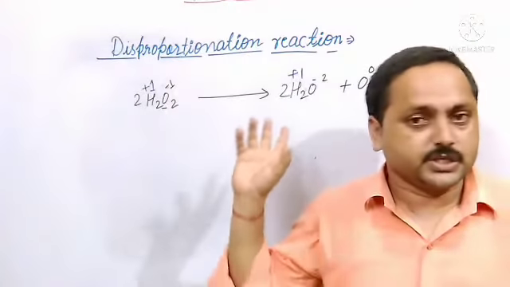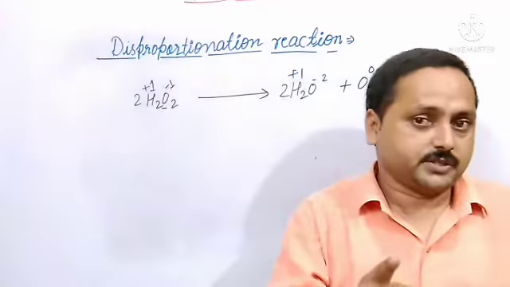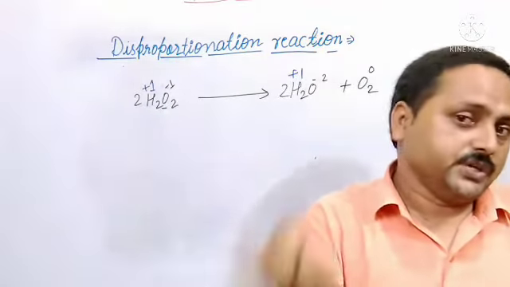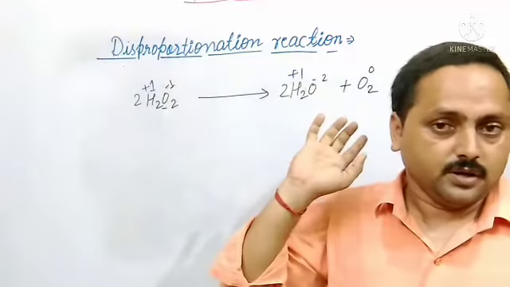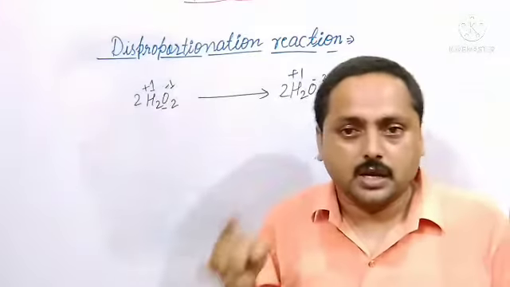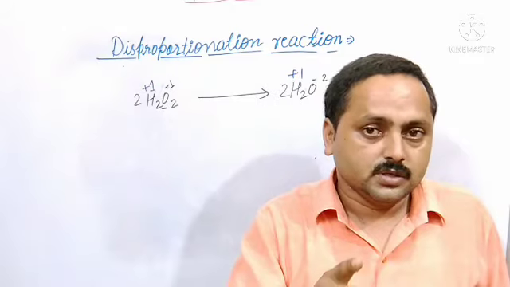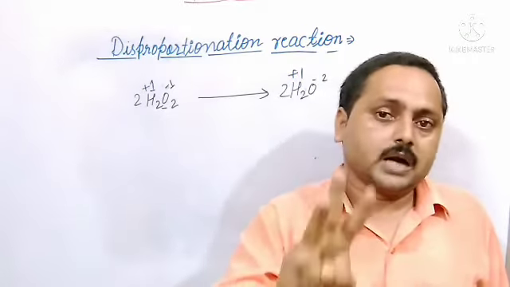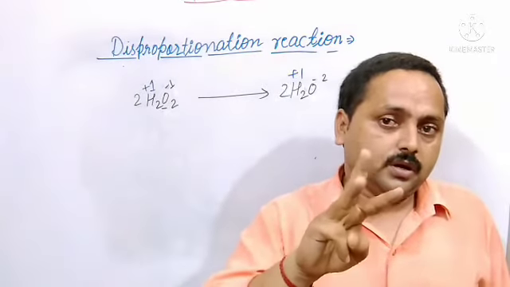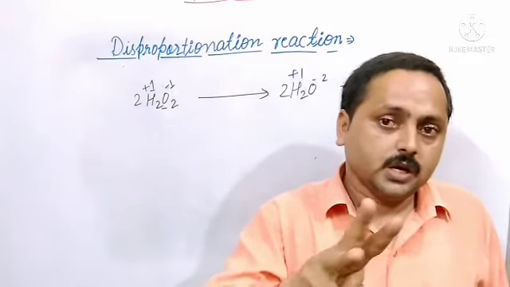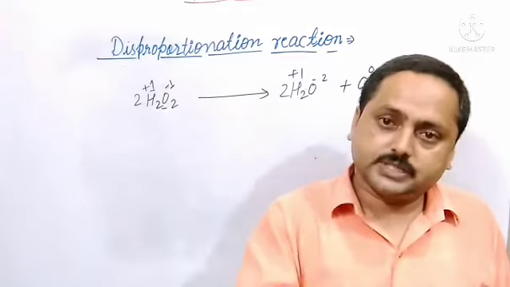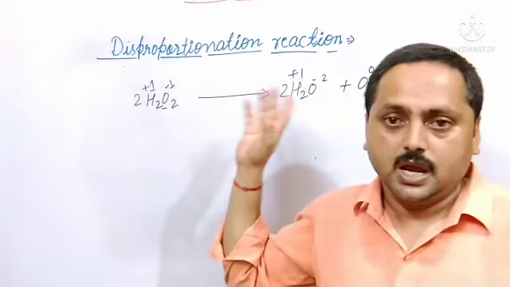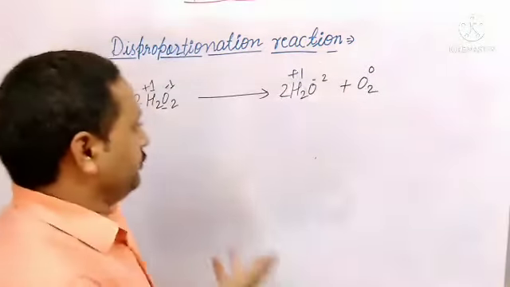Remember, a disproportionation reaction is a special type of redox reaction in which the same element undergoes oxidation as well as reduction. And to show this reaction, the element or atom must show at least 3 oxidation states. If an atom shows 3 oxidation states, then it can show a disproportionation reaction. Understood this? I will take another example.